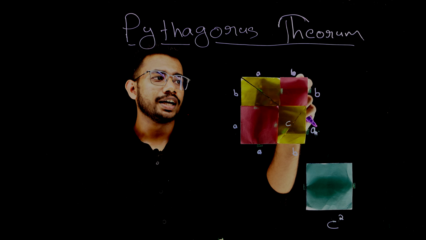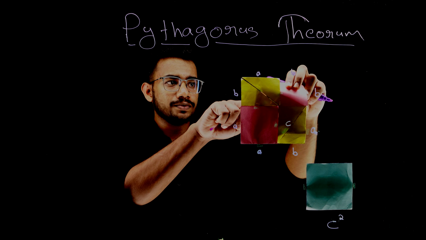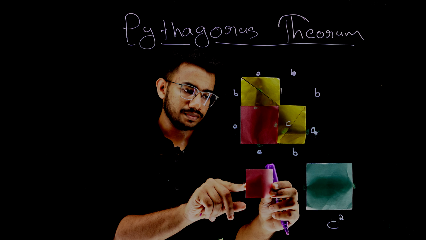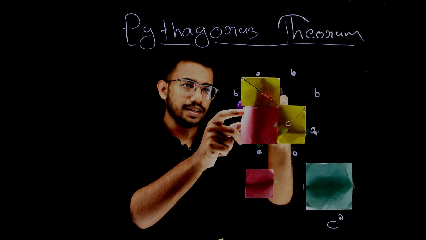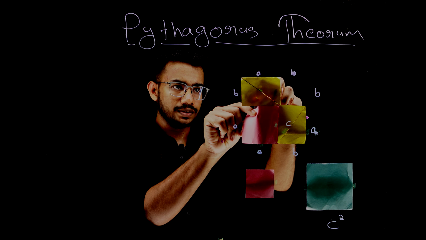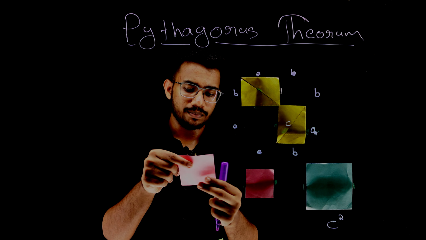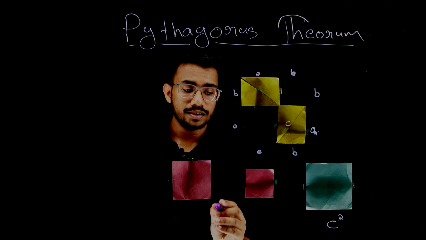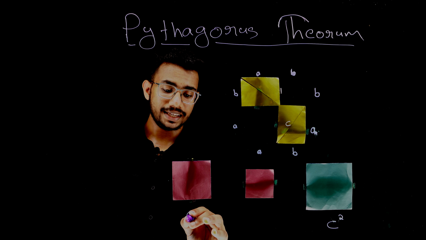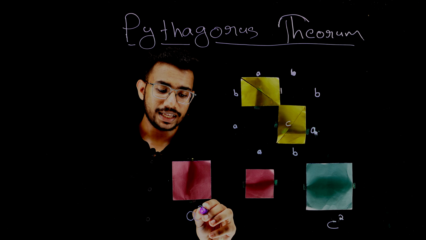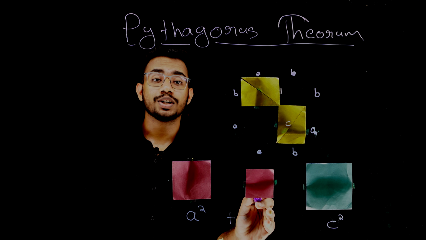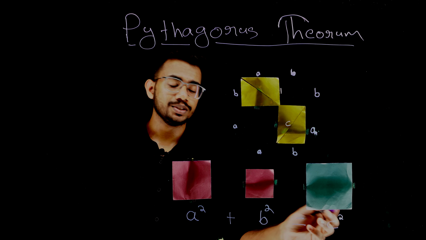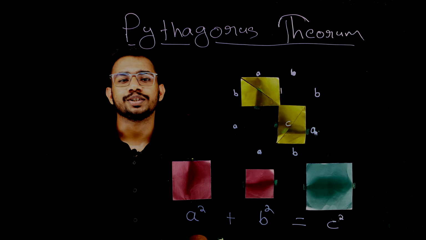Yes, exactly. So that means I can pull the smaller one from here and put it here, and I can pull the larger one from here and put it here. And I know that the first one has an area of a squared, plus the second one, which has an area of b squared, and that is equal to c squared, and hence the Pythagoras theorem is proved.